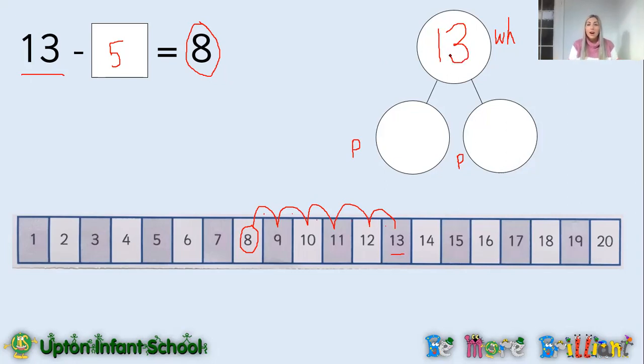Now we split our cars into 2 parts. Some of them drove away, so 5 of them drove away. 8 of them were still in the car park. So we're splitting up our cars, splitting up our number. So 13 is split into a 5, which is one part, and 8, which is the other part. Okay, so just remembering, everybody, that the whole number is the biggest number every single time.